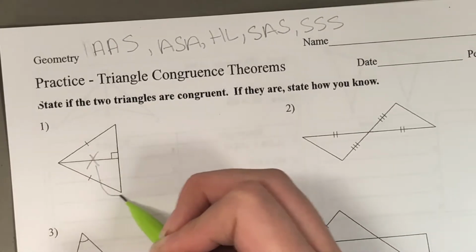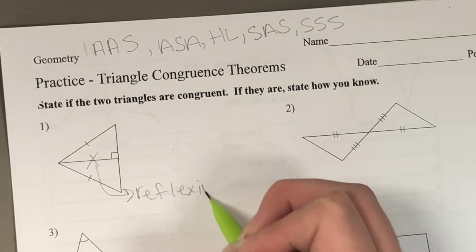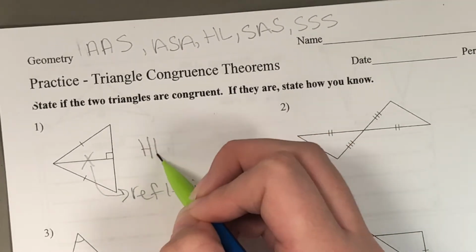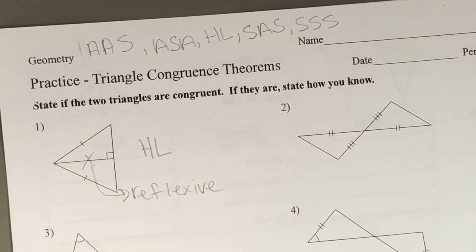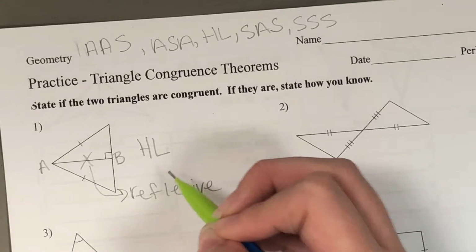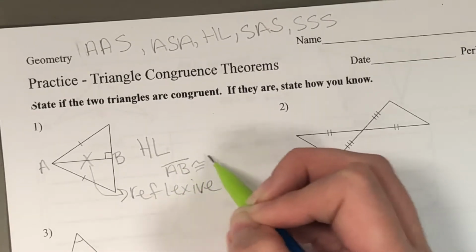Okay, here's the first example. The first thing you should notice is the reflexive property. Because there is already another side and an angle marked, the reflexive property will prove that this is hypotenuse leg. If the triangle was marked with the letters A and B, the reflexive property would essentially look like line segment AB is congruent to line segment AB, which is how it should be explained.